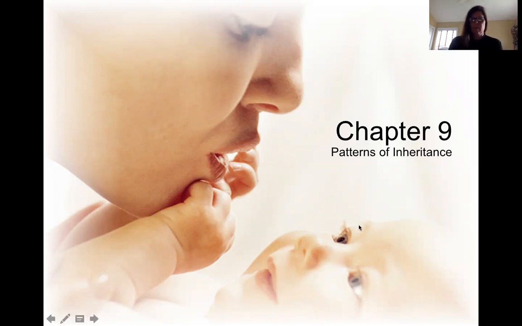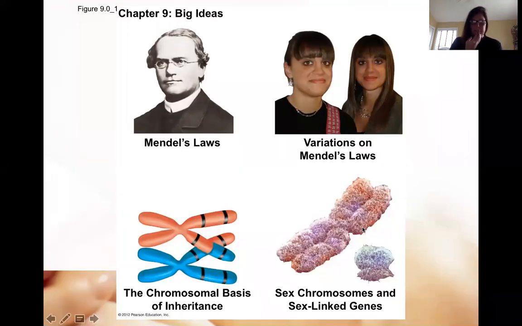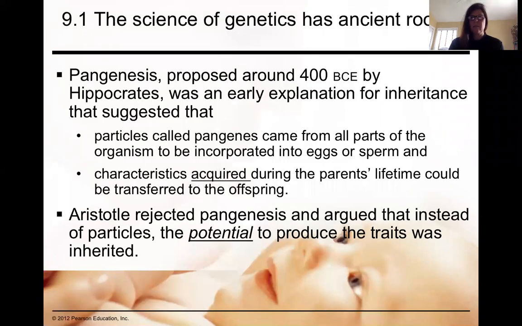So all right, the big ideas are Mendel's laws. We're going to talk about variations on Mendel's laws, and we're also going to talk about the chromosomal basis of inheritance. We're going to get more into the sex chromosomes and sex-linked genes later. Right now, I want to focus on the Mendelian part of this genetics.